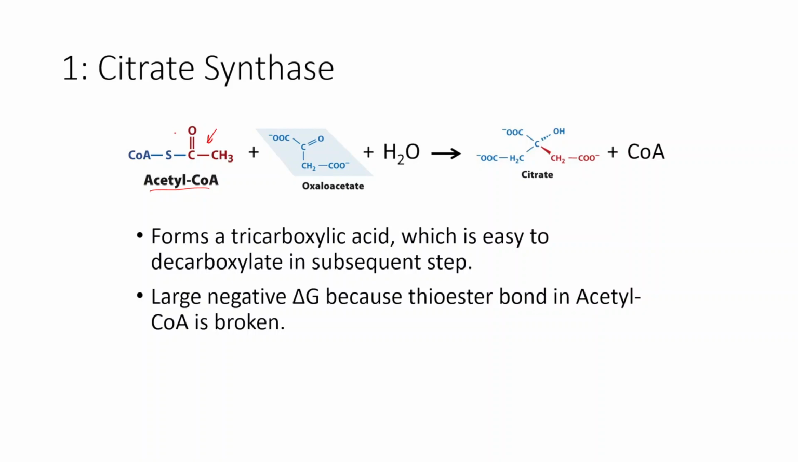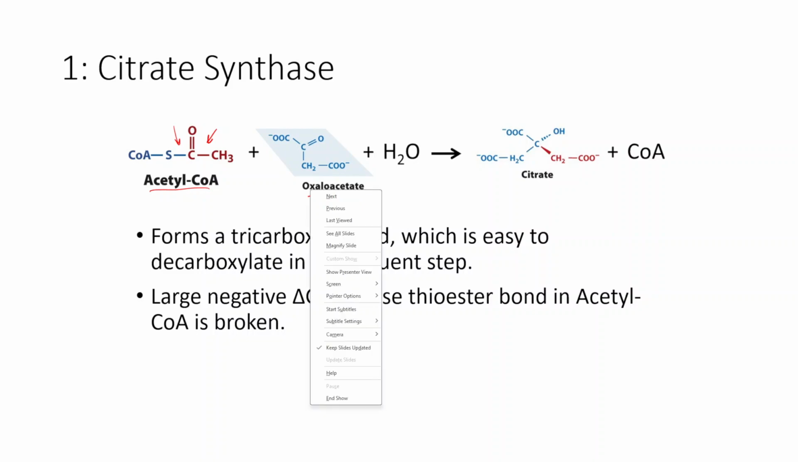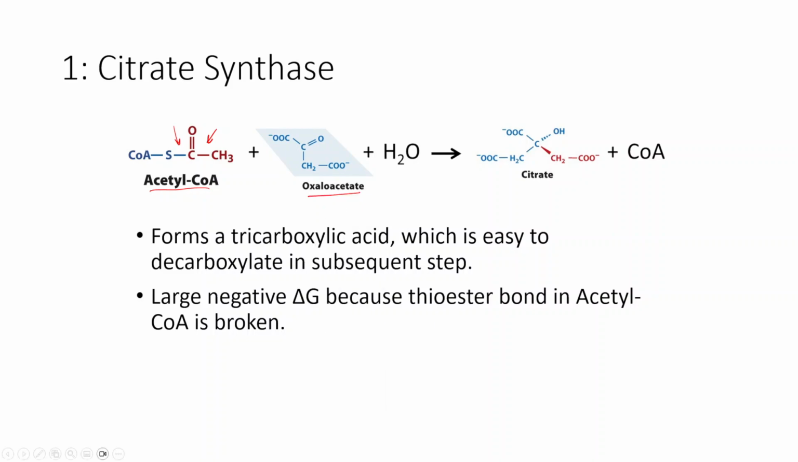Acetyl-CoA has this really nice high-energy thioester bond, and breaking that bond is able to give this reaction an overall really large negative delta G. Acetyl-CoA is combined with oxaloacetate, so keep that in mind because, at the end of this cycle, we're going to regenerate oxaloacetate to be used in another cycle. And what forms, when we combine these two together, is a citrate molecule.